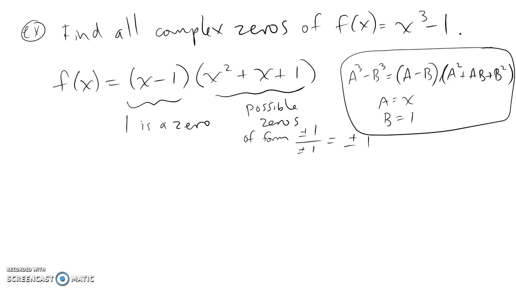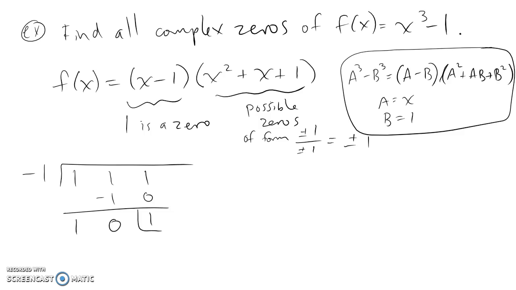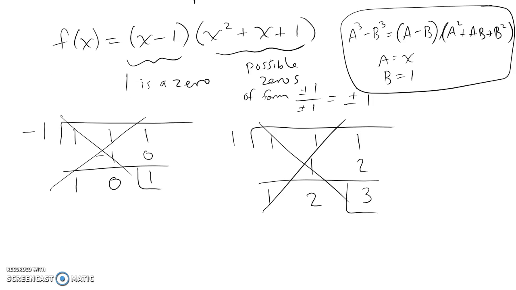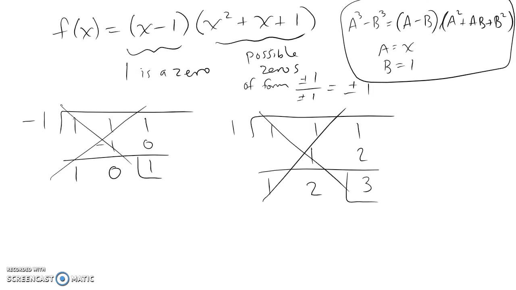If I test those out, negative 1, is it a 0? I use all the coefficients, 1, 1, 1. Bring down the 1, times negative 1 is negative 1. Add those together, I get 0. 0 times negative 1 is 0. I don't get a 0 at the end, okay, so I know that negative 1 is not a 0. Then I can also try positive 1, and it's actually going to turn out that positive 1 is also not a 0. Okay? So 1 and negative 1 are not zeros, which means I've found all the real zeros.